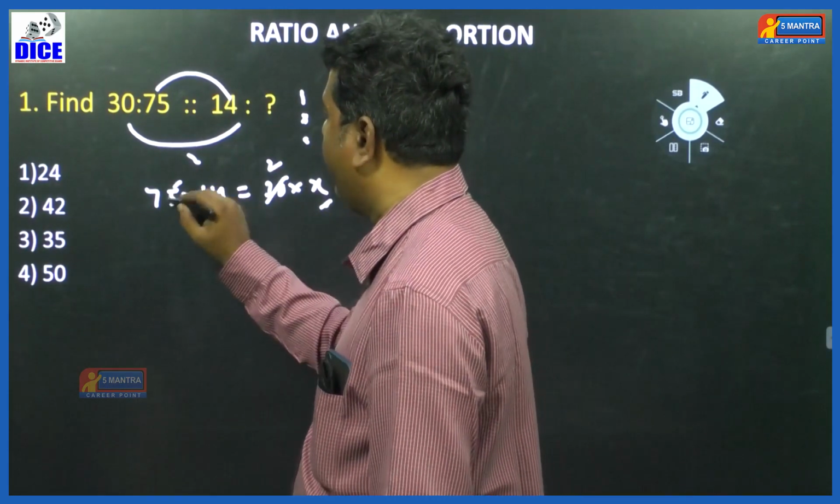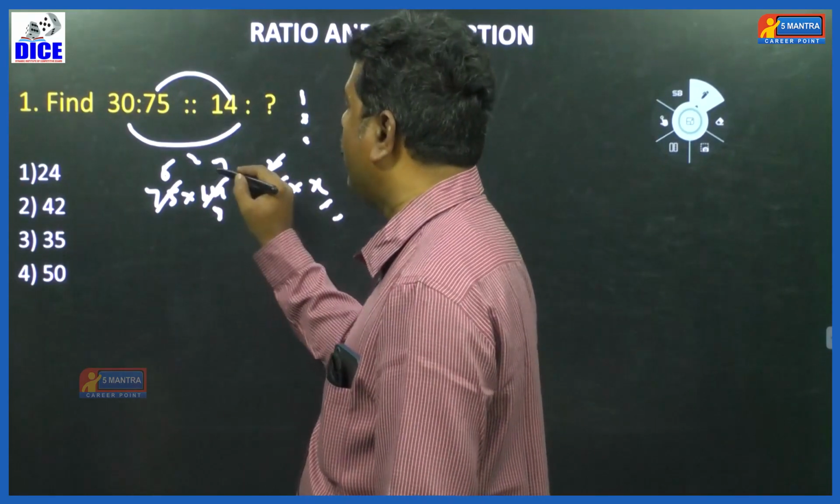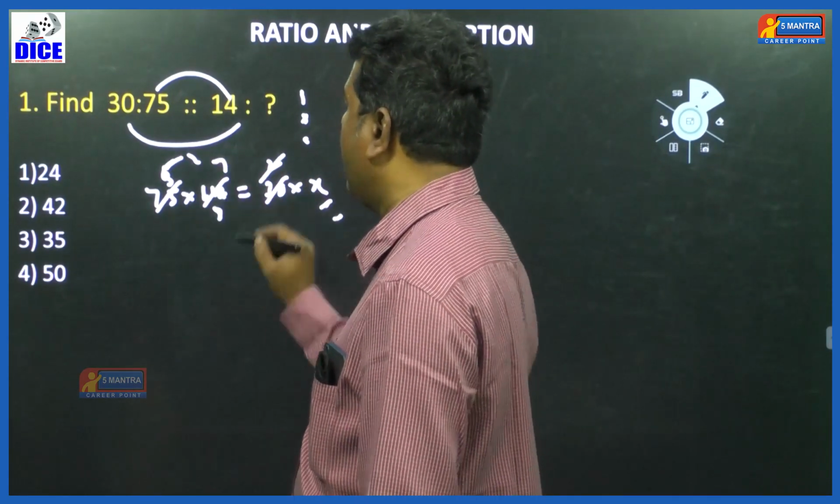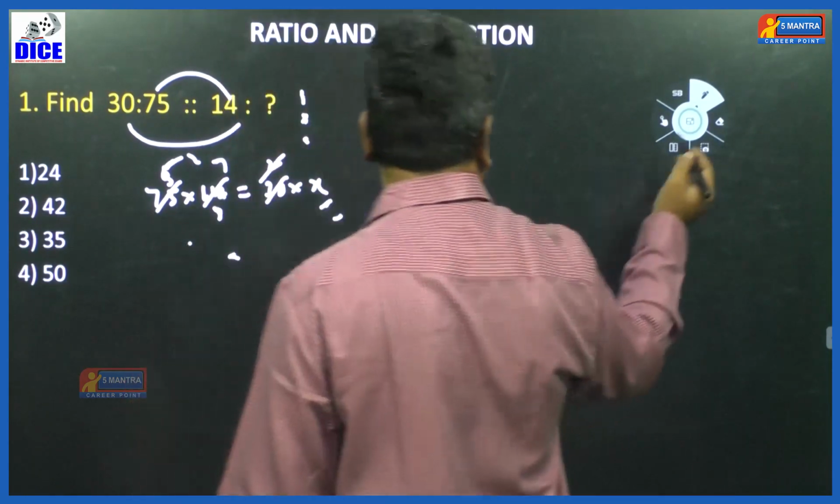15 2s are 30, 15 5s are 75. So 2 1s are 2, 2 7s are 14. 5 into 7. The value of x is equal to 35. 35 is the answer.